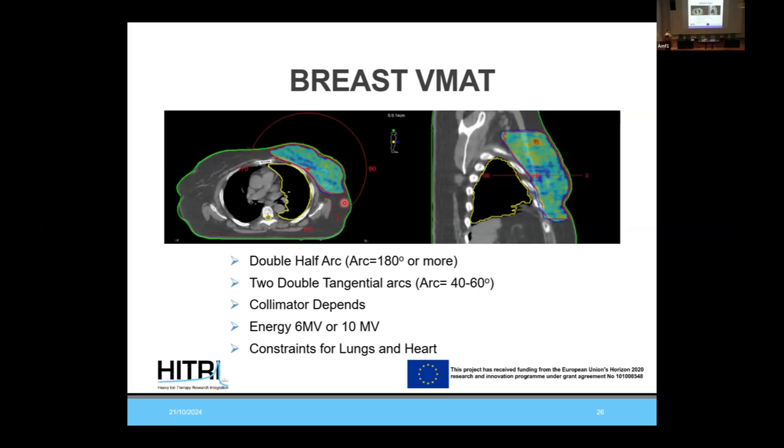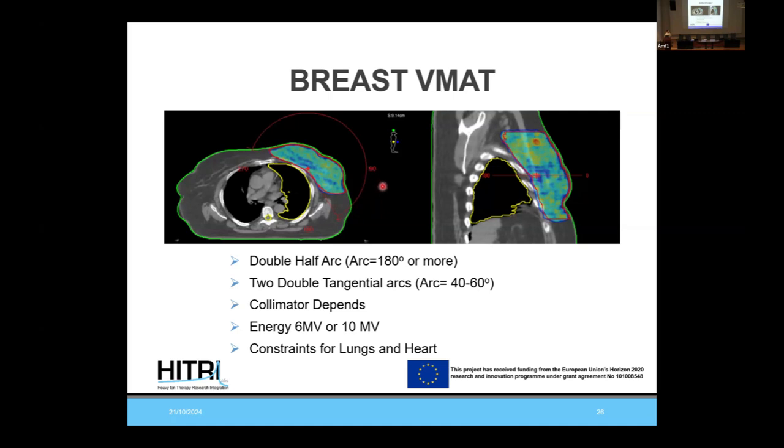Proposal: I don't know, double half arc. Some other centers might be using 3, 4 double half arcs, no half arcs, or a full arc. It's just a proposal. I cannot say that this is always the best. Okay, you can use 2 double tangential arcs. There are smaller arcs. They start from here and end here. And from the other side, the same.